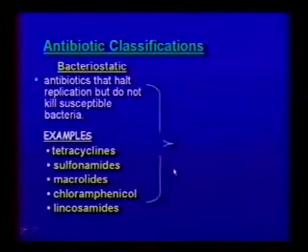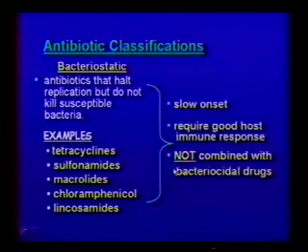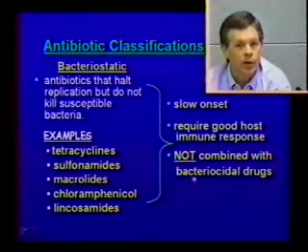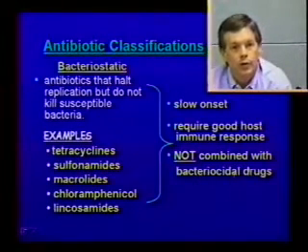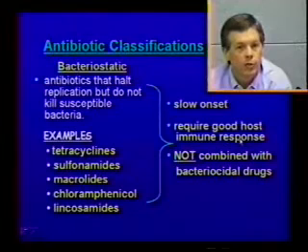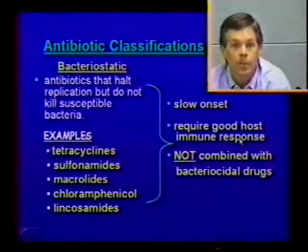Now, if we look at the bacteriostatic agents, what are some of the advantages and differences between these and the bactericidal agents? Bacteriostatic agents generally have a slower onset. They generally require a good host immune response because they are not going to be useful in killing these organisms. They're merely arresting their growth. So generally we are not going to be using these agents in animals that are immunocompromised in any way.